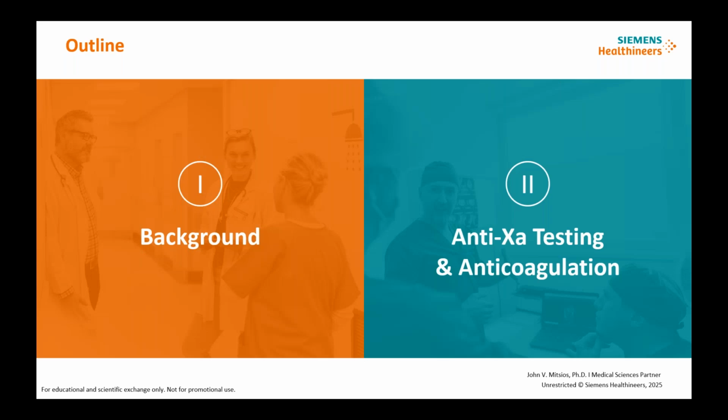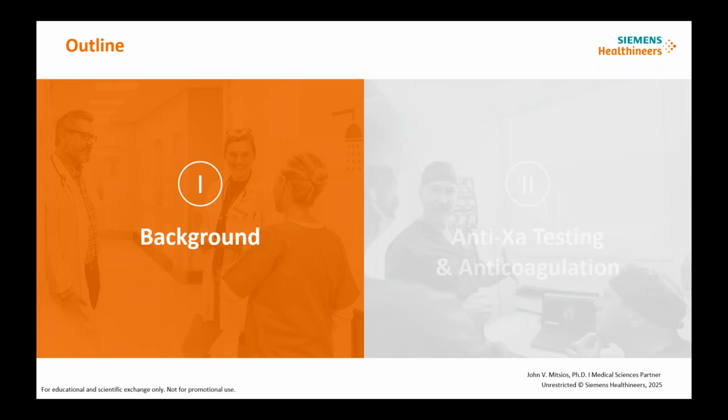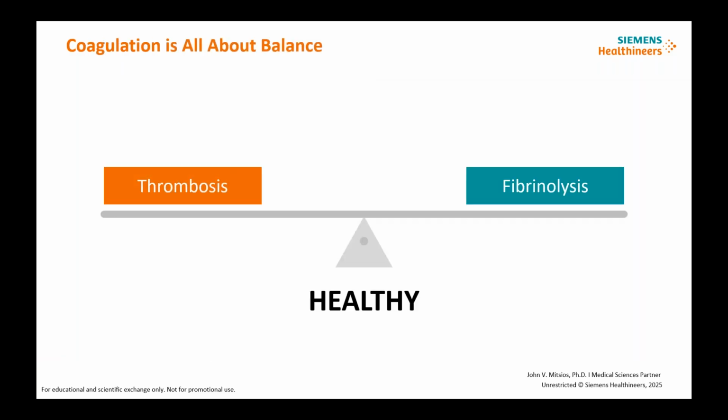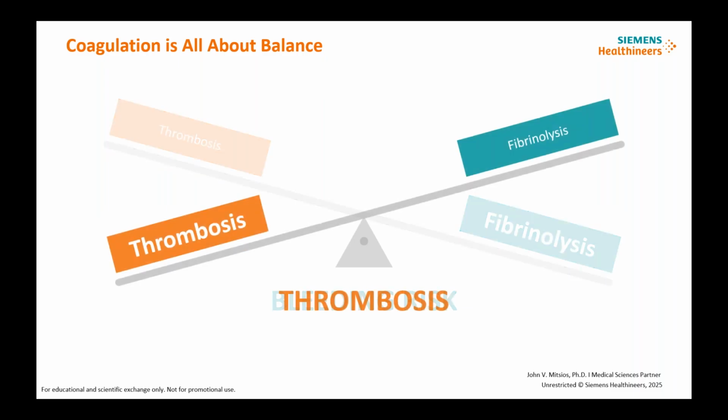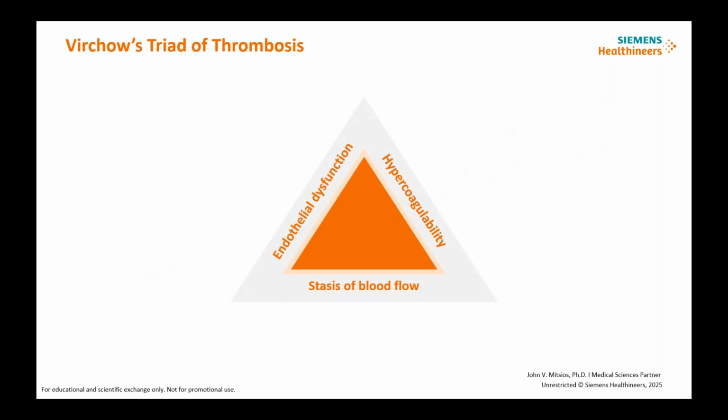I've structured my talk into two buckets. One is background, which may be review for many folks, and then of course focusing on anti-10A testing as well as anticoagulation. So let's start off with a little bit of background. We know that coagulation is really all about balance, right? We have this nice balance between both thrombosis and fibrinolysis. If the scales are tipped in favor of fibrinolysis, of course, there's a higher risk for bleeding. If the scales are tipped in the opposite direction, there's a higher risk for thrombosis. So how does the body really balance thrombosis and fibrinolysis?